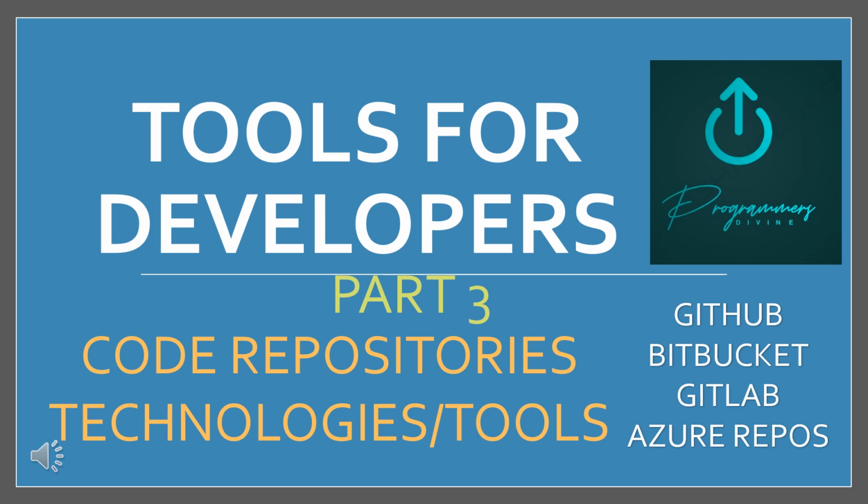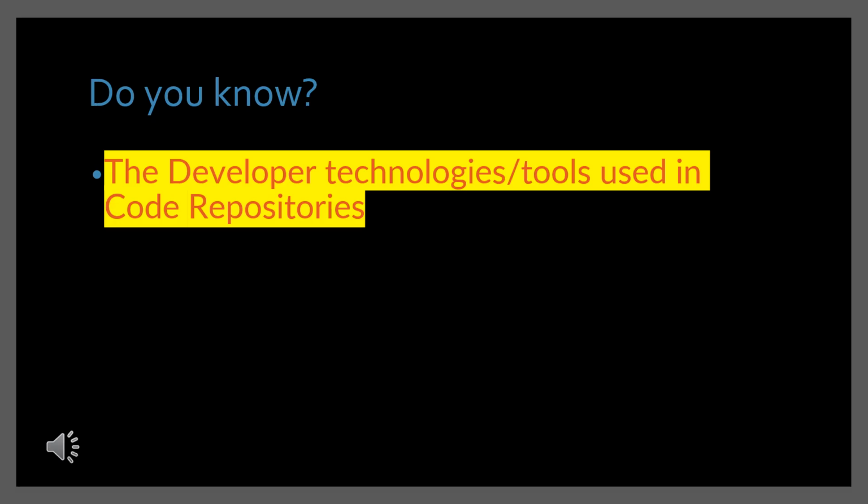This section is tools for developers. This is part 3 of tools for developers, which is code repositories, technologies and tools. We are going to see about GitHub, Bitbucket, GitLab and Azure Repos. Do you know the developer technologies and tools used in code repositories? So we are going to see about GitHub, Bitbucket, GitLab and Azure Repos.